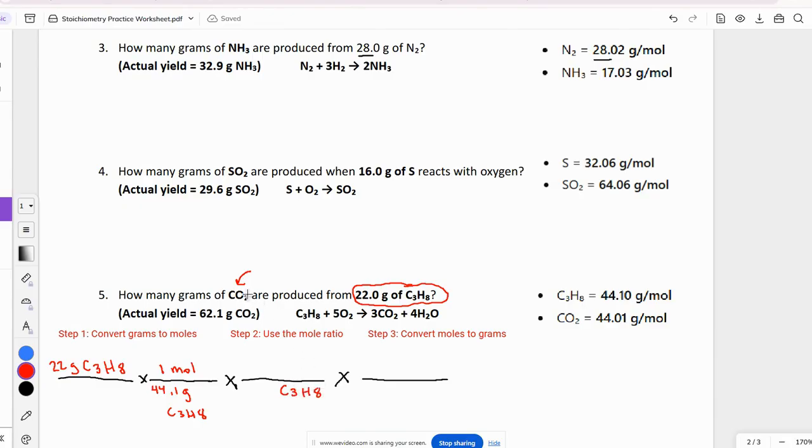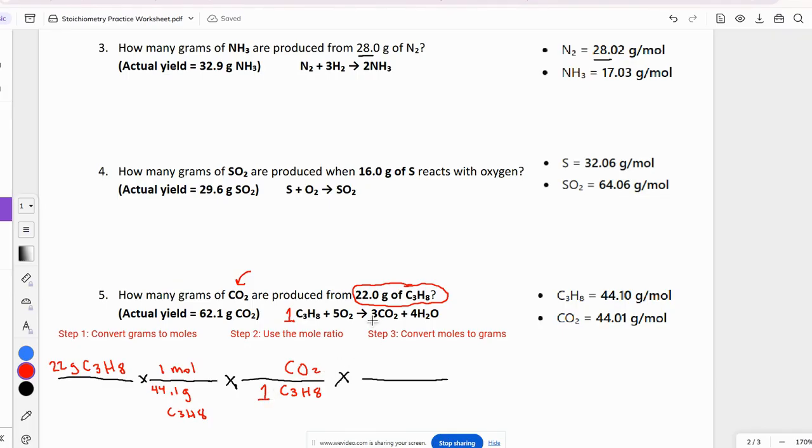C3H8. And what we want, CO2, is going to go on the top. CO2. But what's most important is the number in front. Now remember, there's no number here. That means it's 1 mole of propane reacts with 5 moles of oxygen. So we're going to put a number 1 here because 1 mole, this is the ratio, 1 mole.